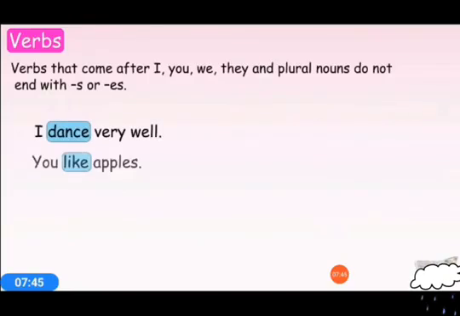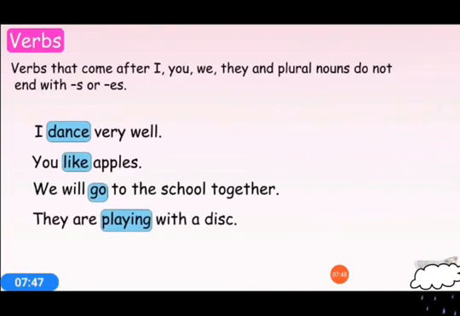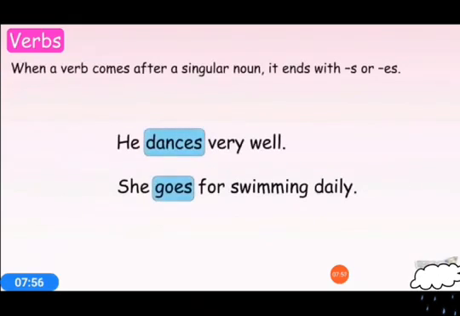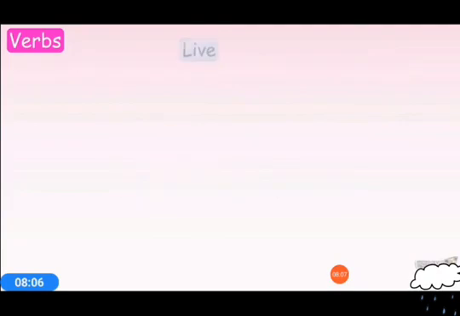Verbs that come after I, you, we, they and plural nouns do not end with s or es. When a verb comes after a singular noun, it ends with s or es. Let's learn with some examples.